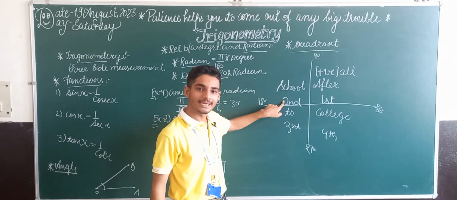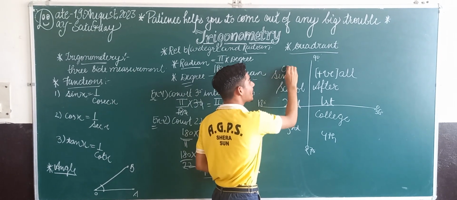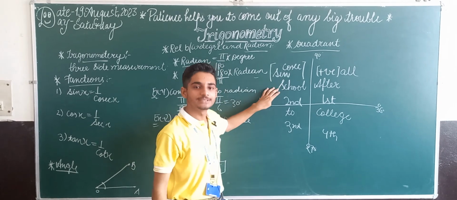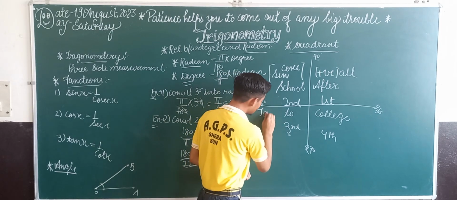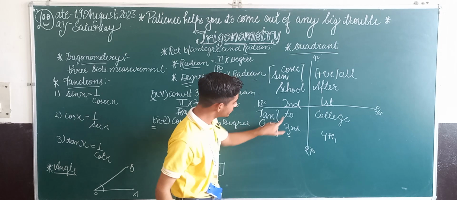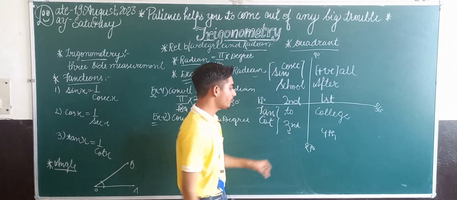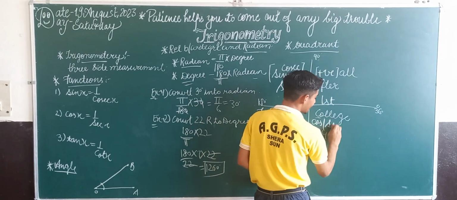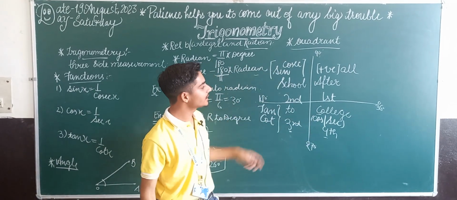Now talking about the second quadrant, sine and cosecant theta are positive in the second quadrant and the remaining are negative. Now talking about the third quadrant, T is for tan and the opposite of tan is cot. Tan and cot are only positive in the third quadrant and the remaining are negative. Now talking about the fourth quadrant, C is for cos and secant. These two are positive in the fourth quadrant and all the remaining are negative.